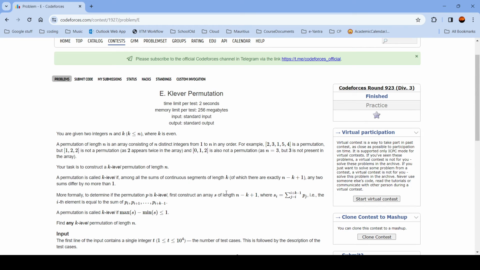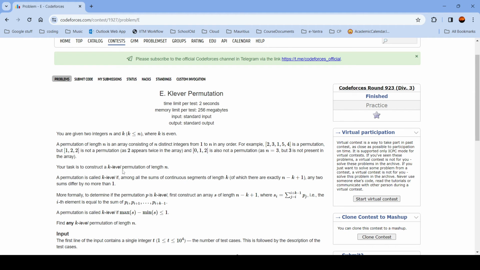Right, so now we look at problem E. We're given two integers n and k, where k is even, and we have to construct a k-level permutation of length n. A permutation is basically an array of length n consisting of the n distinct integers from 1 to n in any order. No number can repeat, and no number which is not from 1 to n can occur. So 2, 3, 1, 5, 4 is a permutation, but 1, 2, 2 is not because 2 repeats. 0, 1, 2 is not because 0 is there and 3 is not there.